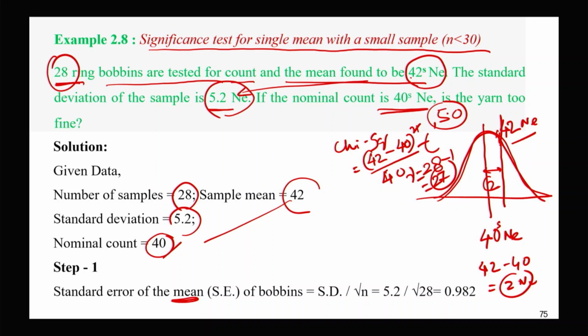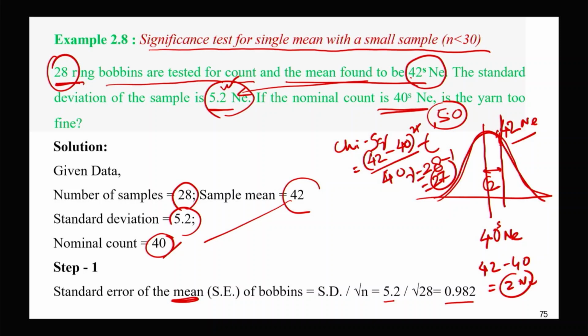So here you can see initially this 5 is not given. In the absence of any nominal or population standard deviation, we are taking 5.2 as our assumption, it is close to the nominal population value. So in the absence of any nominal, targeted or population standard deviation, we consider that the sample standard deviation is equal to the population standard deviation. So 5.2 divided by under root 28 comes out to be 0.982.